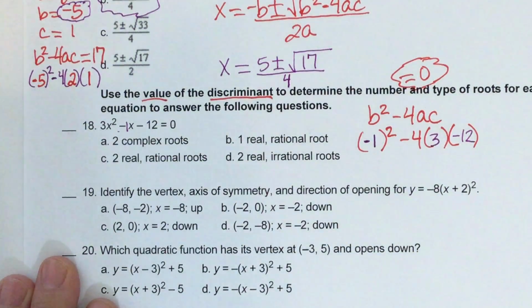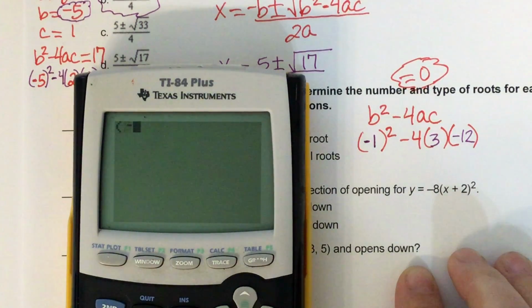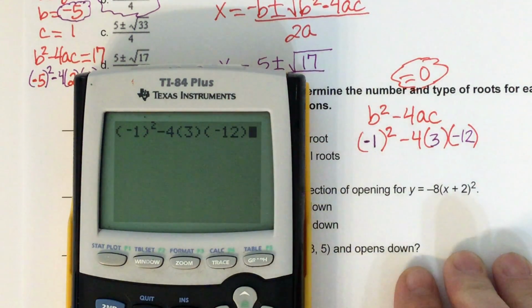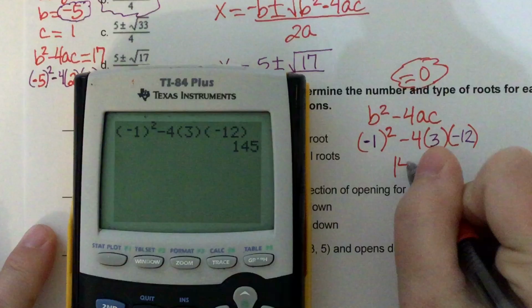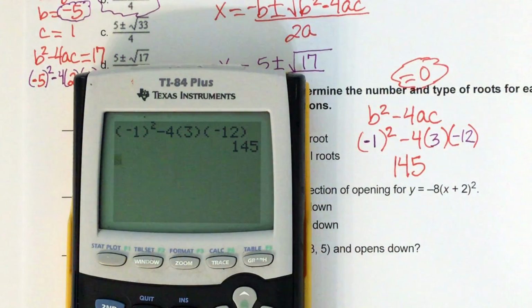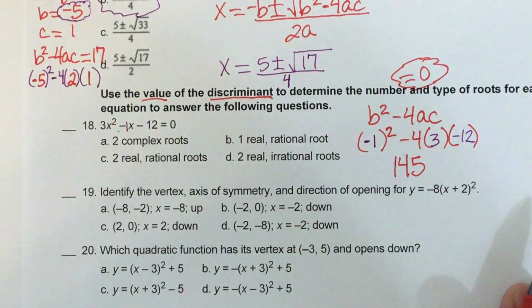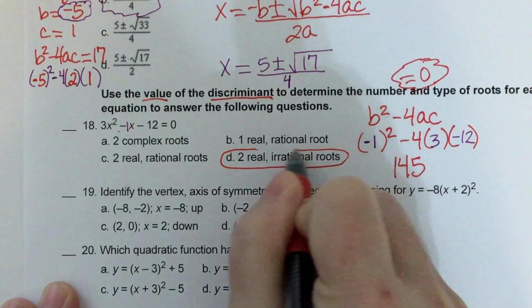Okay, then our handy dandy calculator to the rescue. Parenthesis, negative 1, close it, square it. Minus 4, parenthesis 3, close it, parenthesis negative 12, close it. And then I hit enter, and I get 145. So that's my discriminant. So I'm going to see if I can take the square root of it. And I cannot. So because this does not come out pretty, that means these answers are irrational. So I know we're going to have 2 irrational roots.